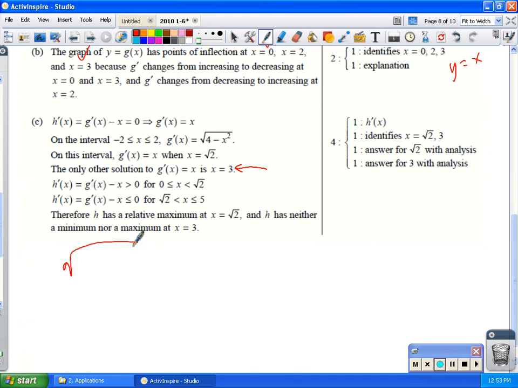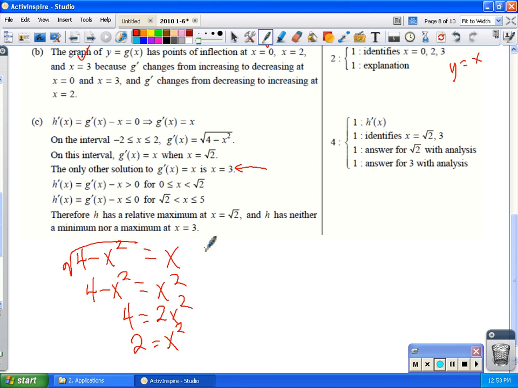So I'm setting the square root of 4 minus x squared equal to x. I'm going to square both sides. That takes off the radical. 4 minus x squared is equal to x squared. I'm going to add x squared to both sides, and I get 4 equal to 2x squared. I'm going to divide both sides by 2, and x squared is equal to 2, and x is equal to, you may be thinking, plus or minus the square root of 2.